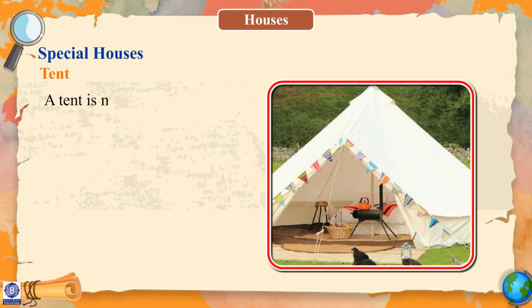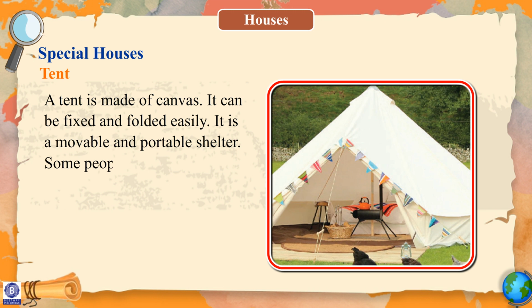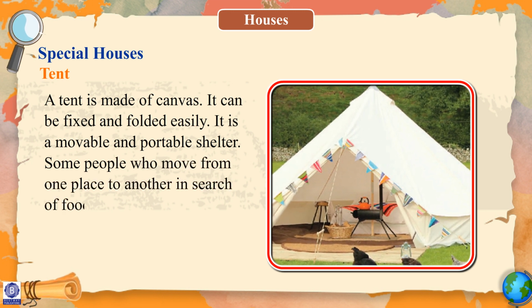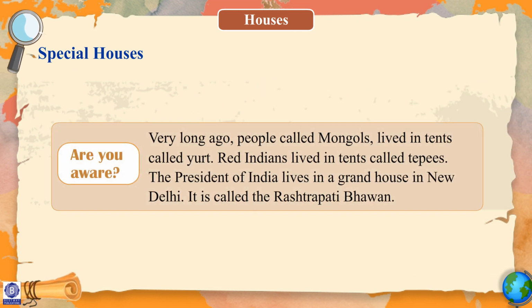Tent. A tent is made of canvas. It can be fixed and folded easily. It is a movable and portable shelter. Some people who move from one place to another in search of food for themselves and for their domestic animals live in tents. Are you aware?